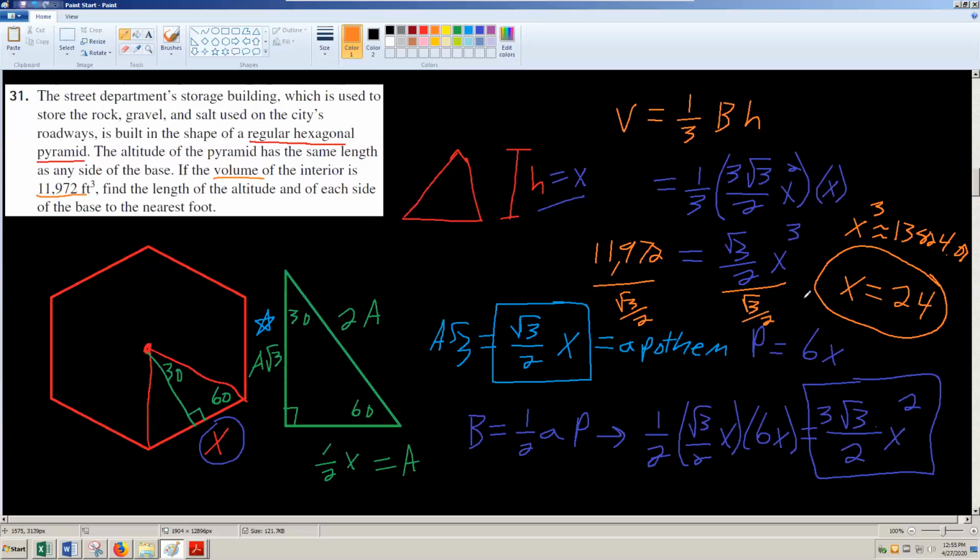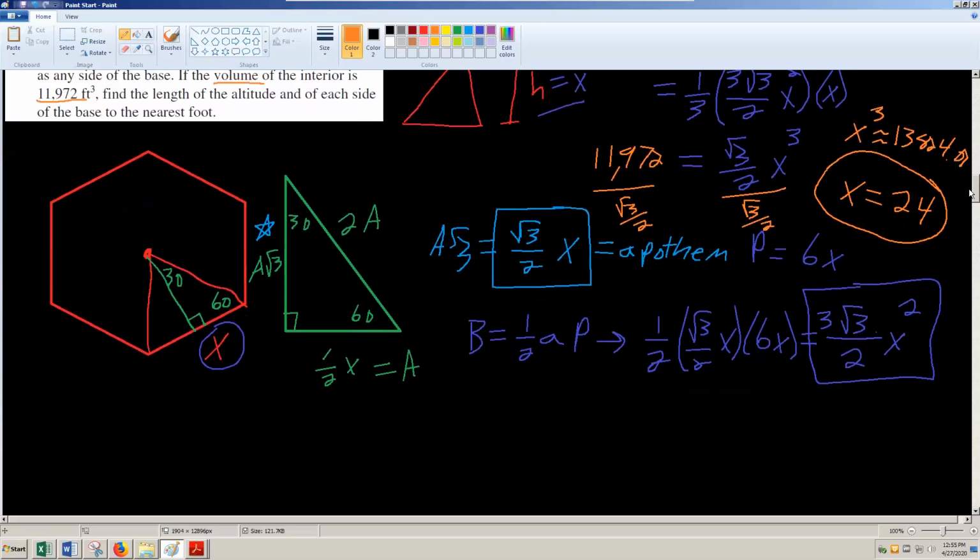So now I am good to go. So find the length of the altitude for each side to the nearest foot. Here we're just going to round. Rounds pretty clean to 24 here. Any questions on this one? Perfect. I think that's all we had.